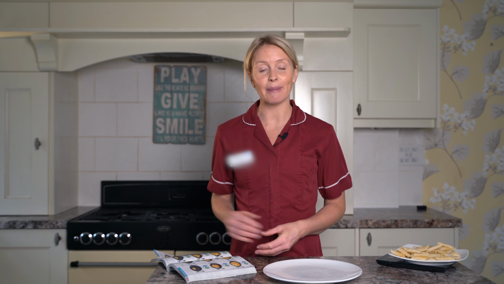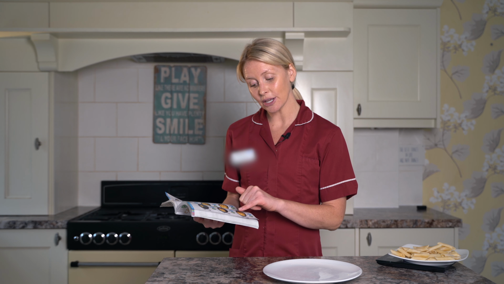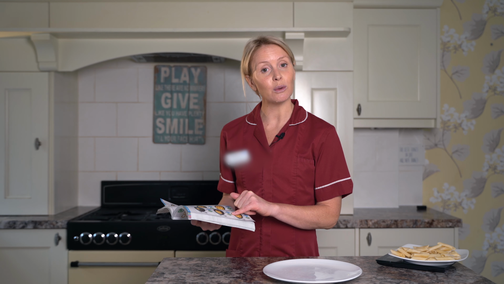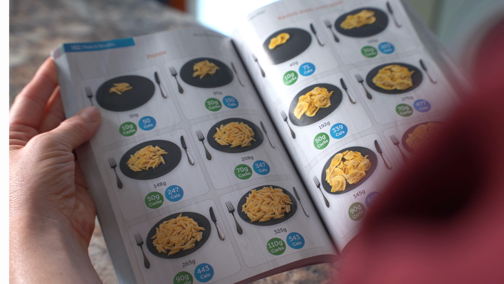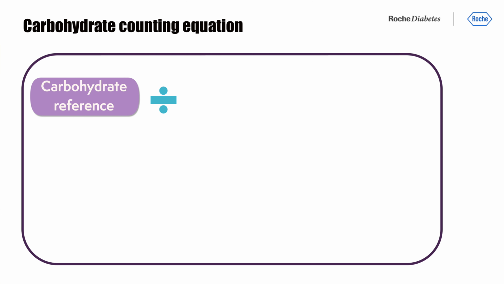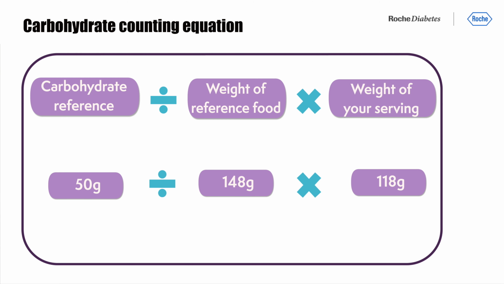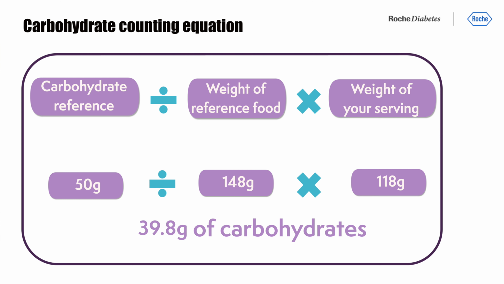I now need two bits of information from the Carbs Cals book to carry out this calculation. I need the carbohydrates, which is circled in green, and I also need the weight of the food, which is written in bold underneath the image. Now let's do the maths. The calculation is carbohydrates in reference food divided by weight of reference food times by the weight of my serving. So this calculation is 50 divided by 148 times by 118, which gives me 39.8 grams of carbohydrates in my serving, which we can round up to 40.